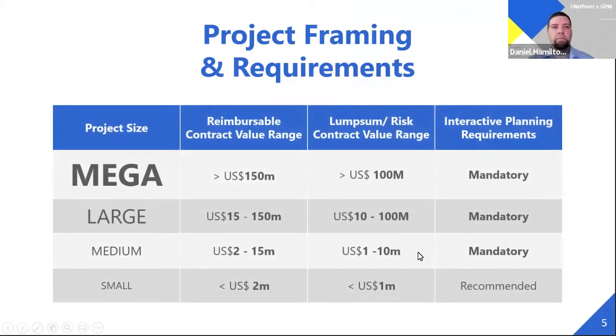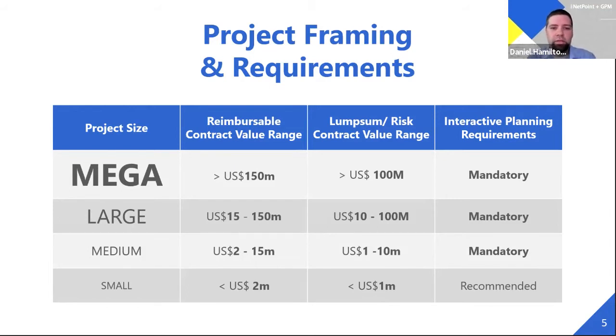So this slide represents framing and requirements for projects to conduct interactive planning sessions. So Worley has 4 separate project criteria, which is defined by project contract value or project risk. So for major mega projects, anything greater than $150 million reimbursable contract value range or greater than $100 million lump sum, it's required to do interactive planning sessions. So that is a mandatory project selection that is required to do interactive planning.